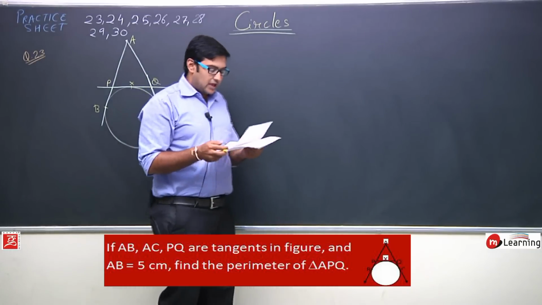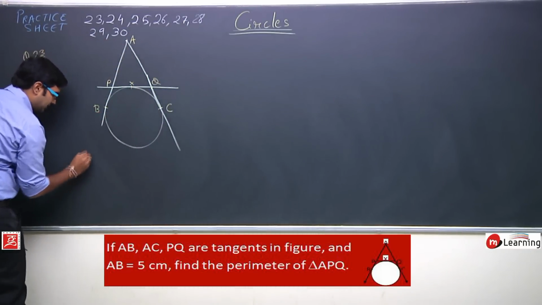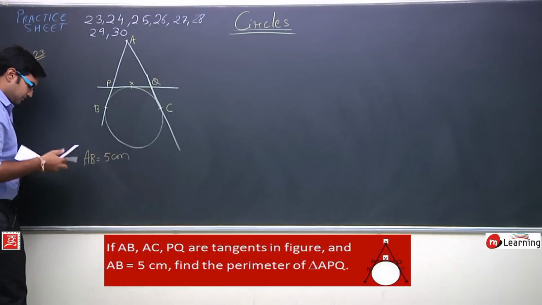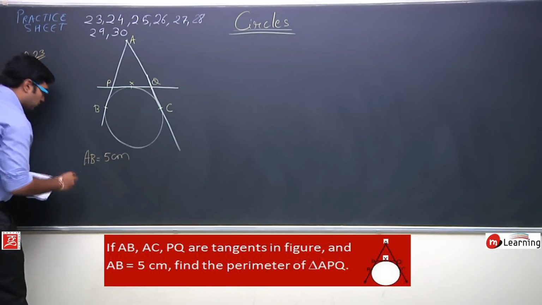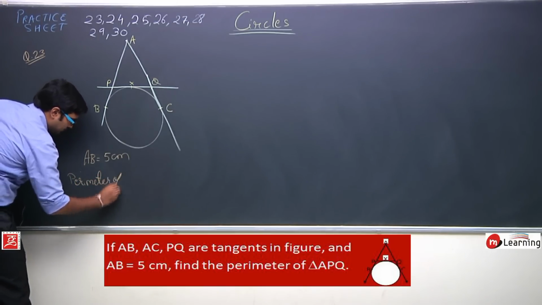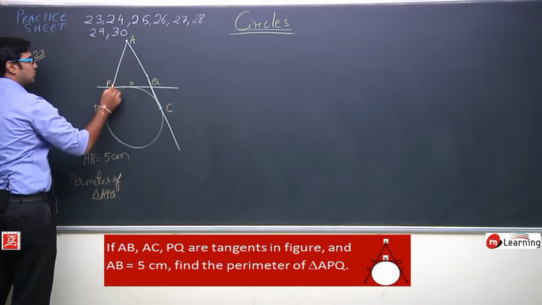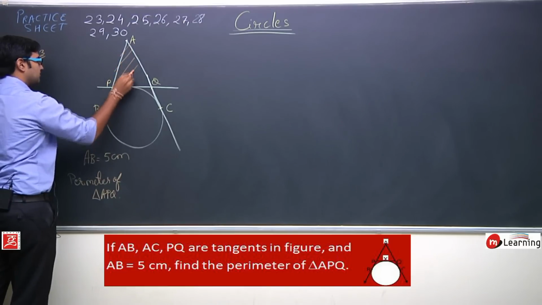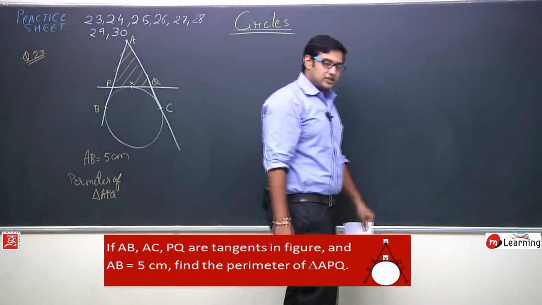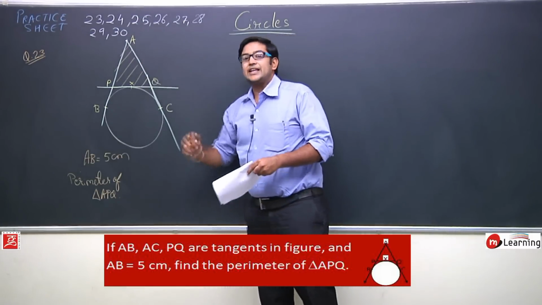Now it says AB is equal to 5 centimeters. So AB is this length and AB is equal to 5 centimeters. You need to determine the perimeter of triangle APQ. This is the APQ triangle. You need to determine its perimeter. So how to determine its perimeter? There might be some concept of circles that we need to apply.